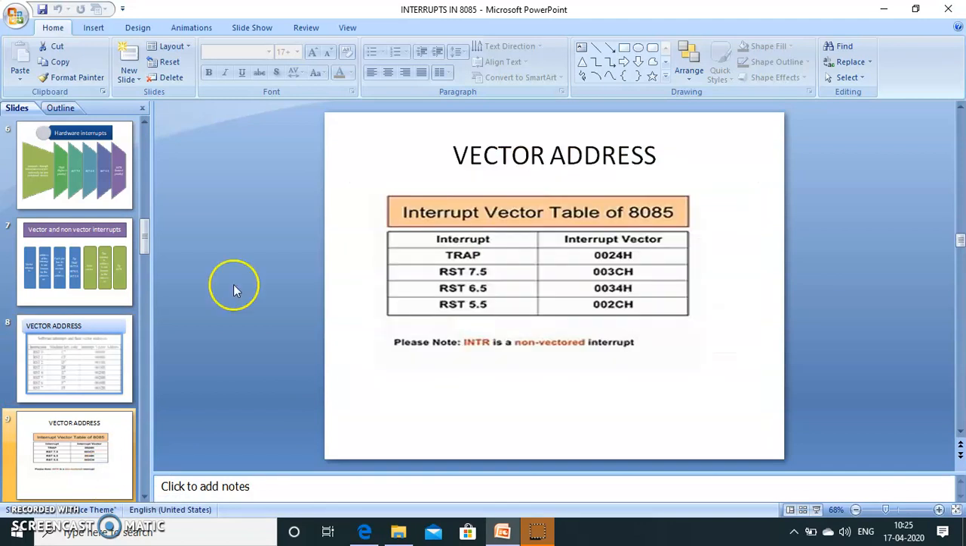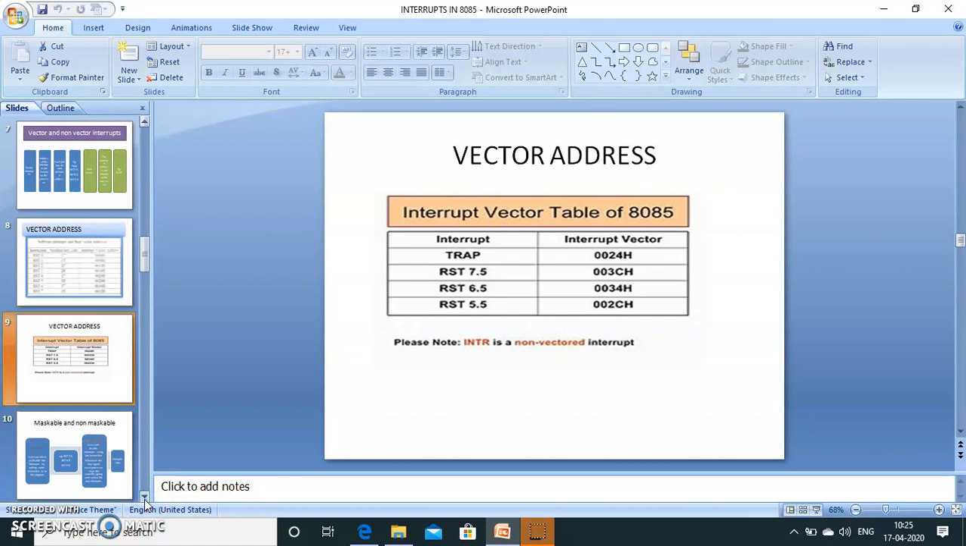In the case of hardware interrupts, TRAP has a vector address of 0024, RST 7.5 is 003C, RST 6.5 is 0034, and RST 5.5 is 002C. Whenever an interrupt comes, the microprocessor will route to the vector address. At that vector address, we can write the ISR, that is the interrupt service routine corresponding to that event.